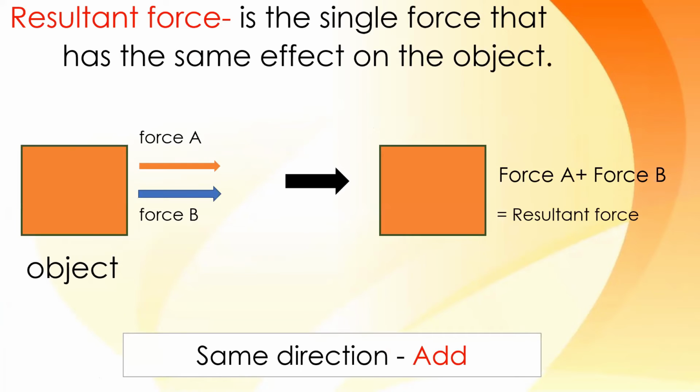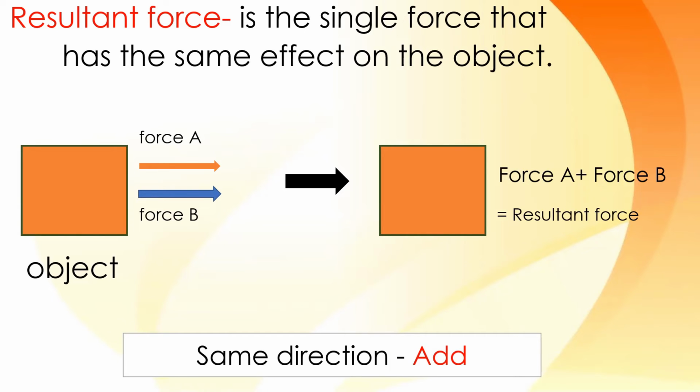So what is resultant force? The resultant force is the single force that has the same effect on the object. Look at the picture. You can see two boxes. In the first box, you can see two arrows, force A and force B. Force A and force B have the same direction.